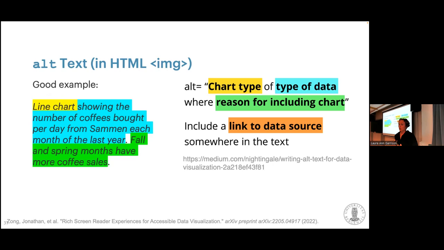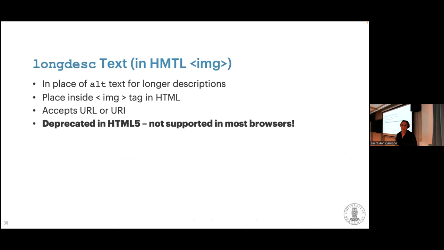And this one I'll just briefly mention because I found references to this long description text on a number of accessibility blog posts. You use this in place of alt text in HTML image tags that accept a URL or a URI. But the problem is it's deprecated in HTML5 and it's not supported in most browsers. So you'll end up with nothing, which is not great. So don't use long description.